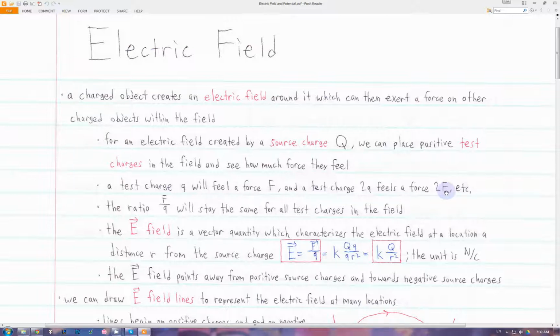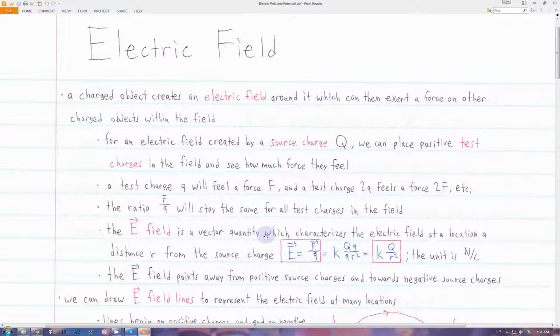But this ratio of the force that a test charge feels divided by the charge of the test charge will stay the same for any test charge we put in the electric field created by this source charge. So we call this ratio of the force over the test charge the E field, or the electric field. And the E field is a vector quantity, so it points in the direction that the force would be exerted on a positive test charge.